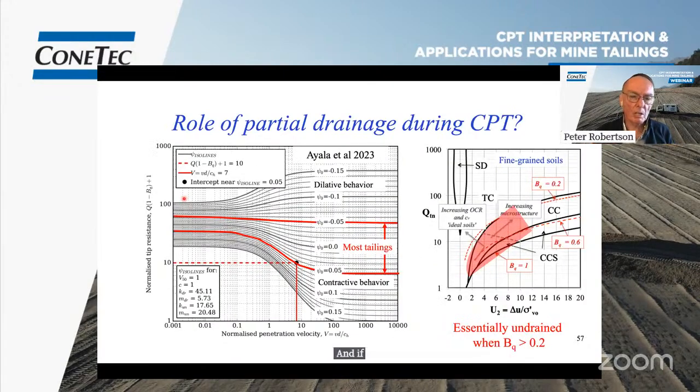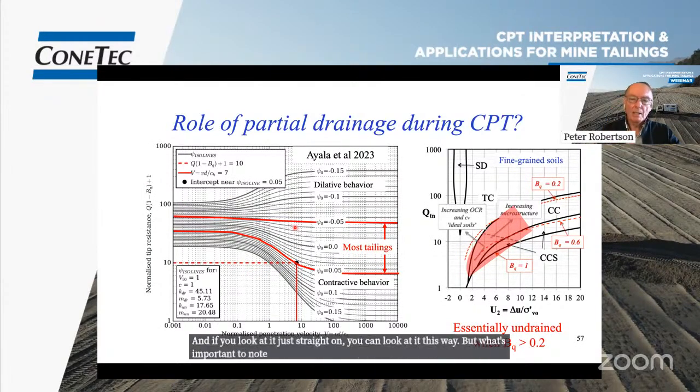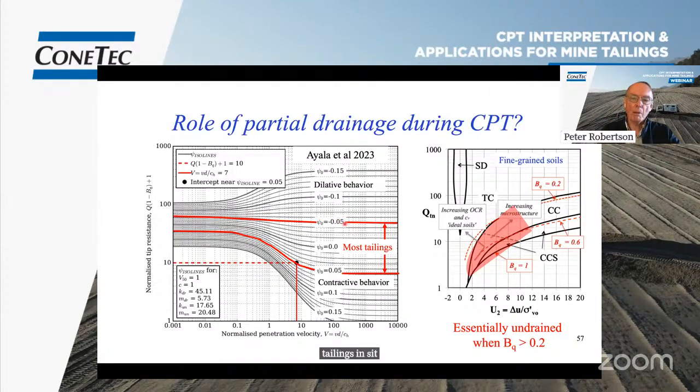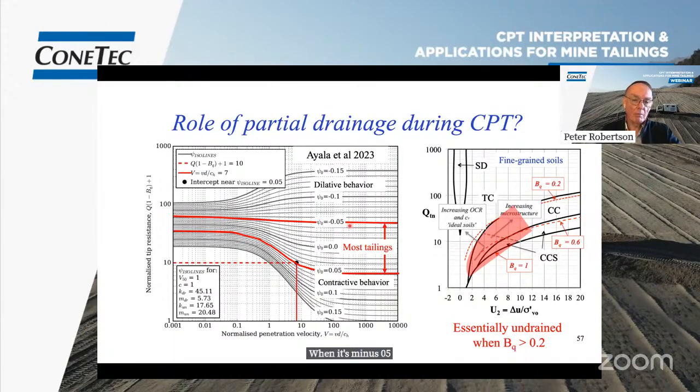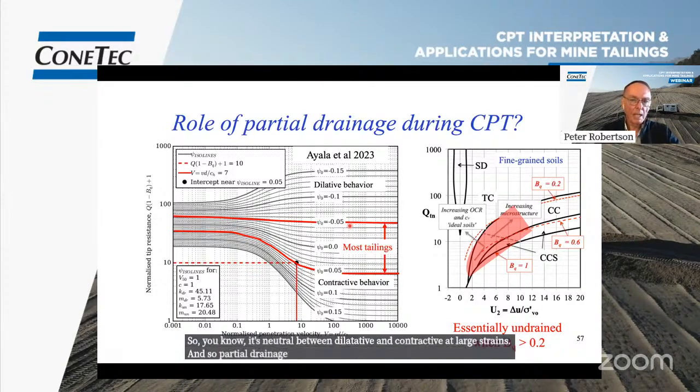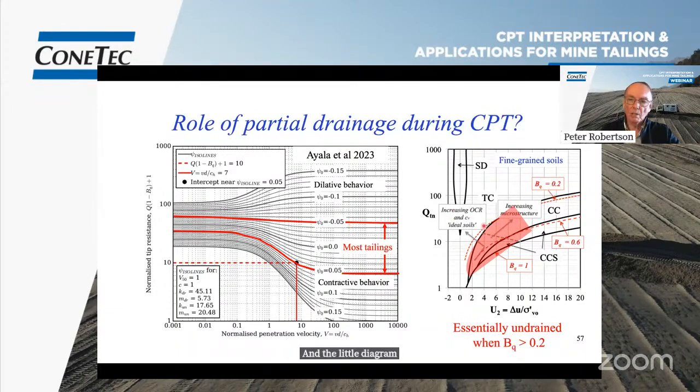And if you look at it just straight on, you can look at it this way. But what's important to note here is a lot of tailings in situ often have state parameters around 0. So somewhere between -0.05 to +0.05. So that's a common number. And you can see that when it's -0.05, partial drainage has no effect. So it's neutral between dilative and contractive at large strains. And so partial drainage has no effect at all. And the little diagram on the right is just highlighting that when BQ is greater than about 0.2, you're often into undrained penetration.